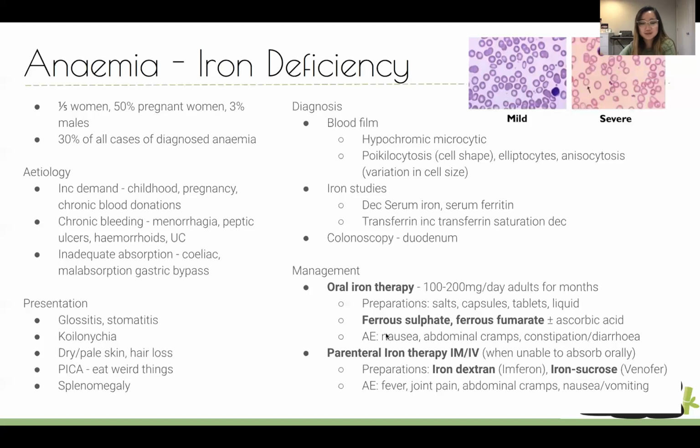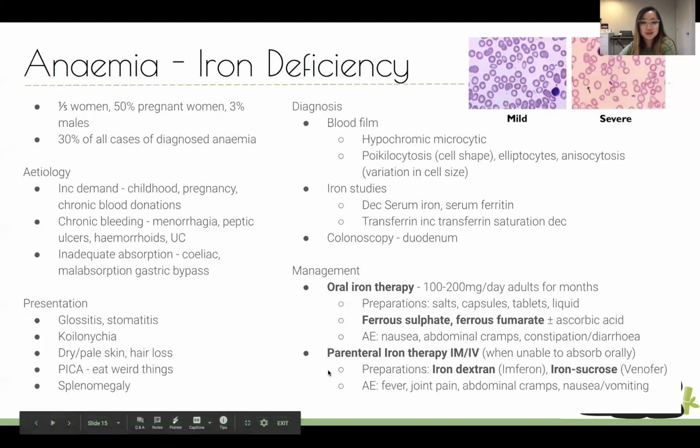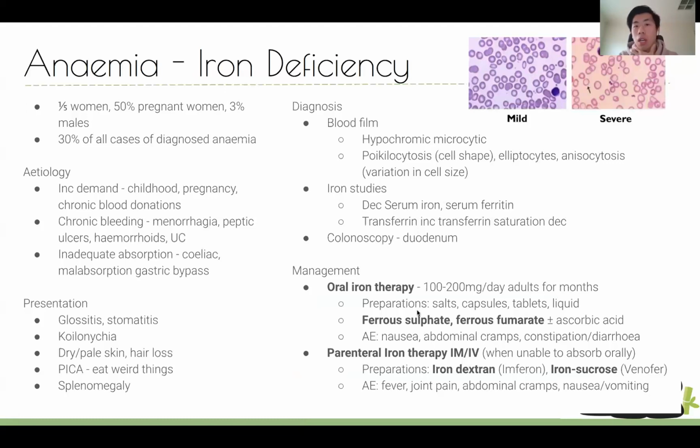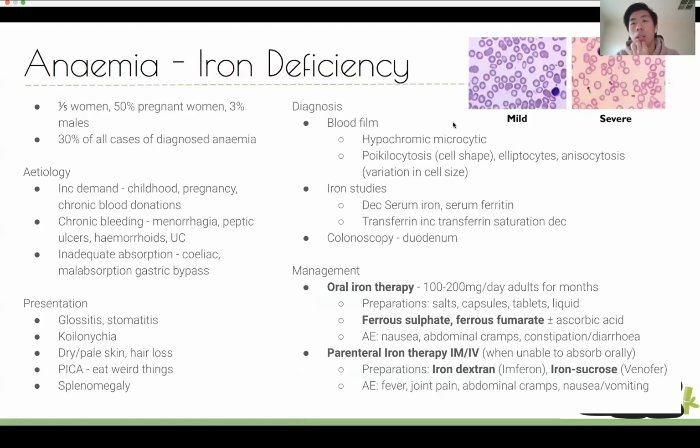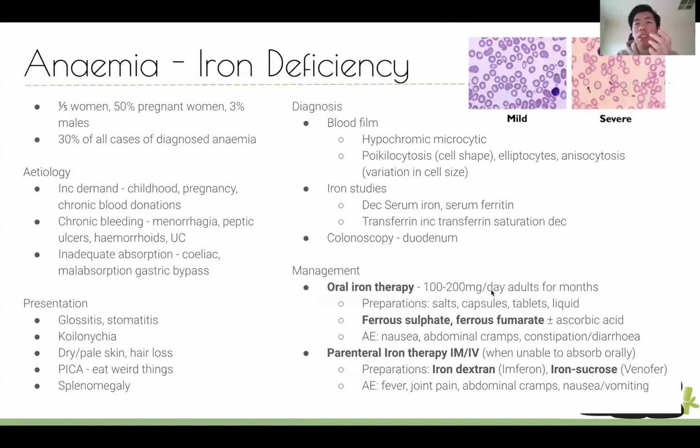Management is just give them iron orally. There are different ways you can give that, and if it's really bad, you can give it intramuscular or IV. I think what's interesting to note about the iron replacement is that 100 to 200 milligrams per day for adults is a lot more than what you'd get in the little chemist thing where you get like Nature's Own iron. So it's important to recognize that, I guess, more in real life than in patients.